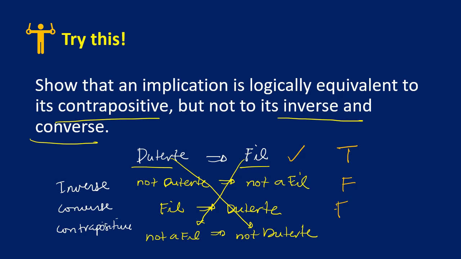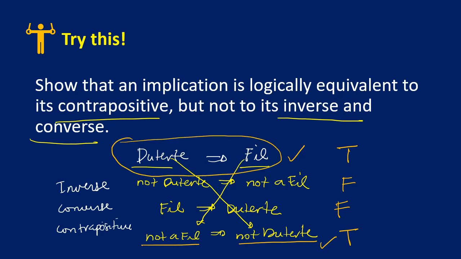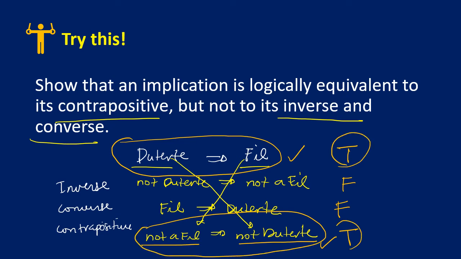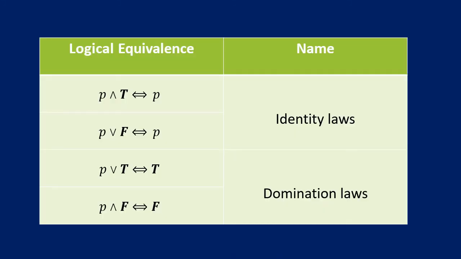Next, converse. If I am a Filipino, then I am Duterte. Definitely false because we are all Filipinos, but we are not Duterte. But if you look at this, if I am not a Filipino, then I cannot be Duterte. Right? It's true. So as you can see, these two statements have the same truth values because they are logically equivalent. So remember, when you say that two statements are logically equivalent, they're basically the same sentence. You just rephrased it. Okay?